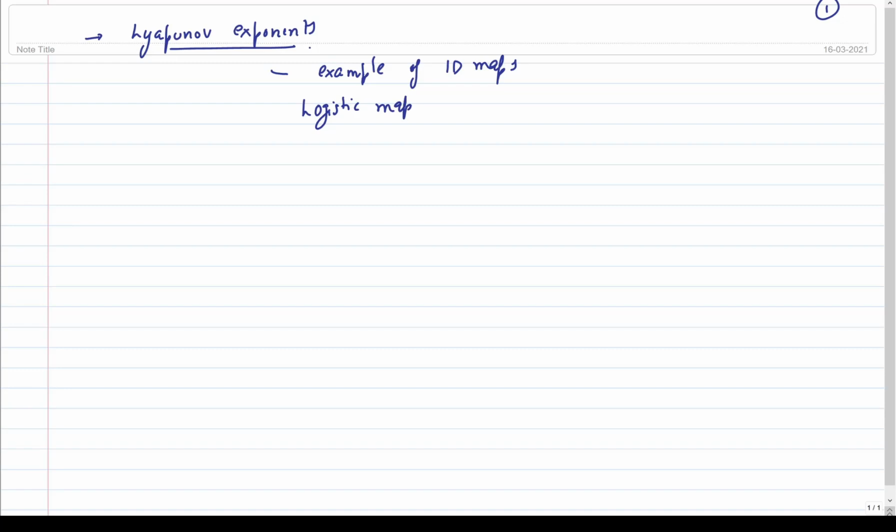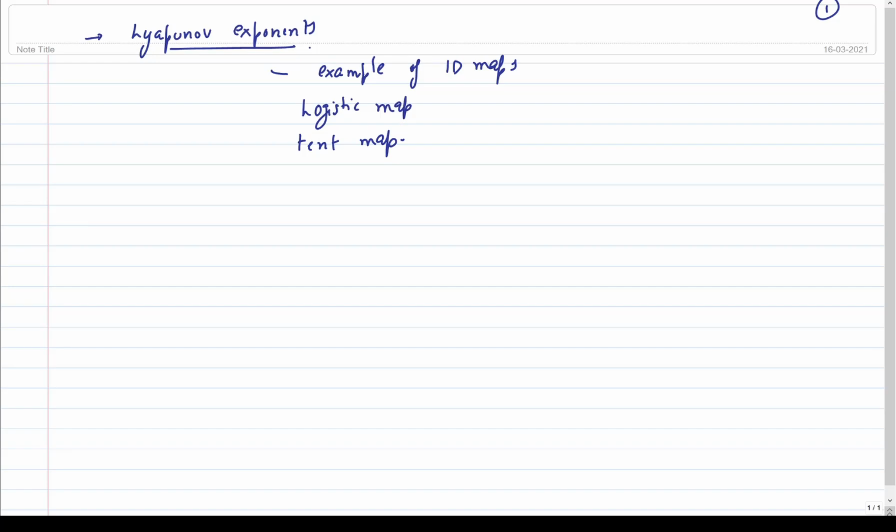Okay, so today in this lecture we are going to study some properties of dynamical systems like the Lyapunov exponents. Taking the example of 1D maps, for example, the logistic map that we have been studying, or the tent map, we shall get to it.